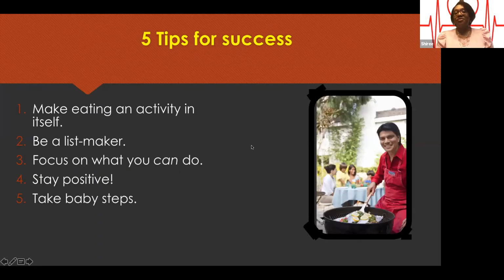Okay, so 5 tips for success. Make eating an activity in itself. Is eating an activity, or is it just something that you do to survive? Be a list maker. When you go to the grocery store, do you have a list, or do you just kind of pick the things that you like without looking at the labels? Never ever, you heard the old adage, never go to the grocery store hungry. That's true, because you end up buying a whole bunch of stuff that may not be healthy for you because you're hungry.